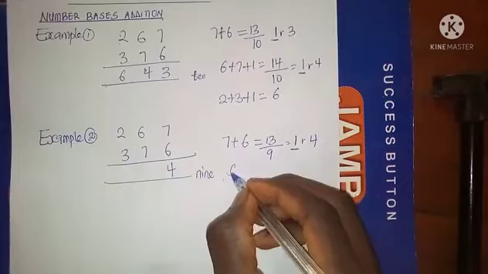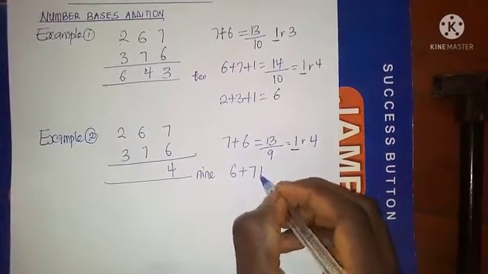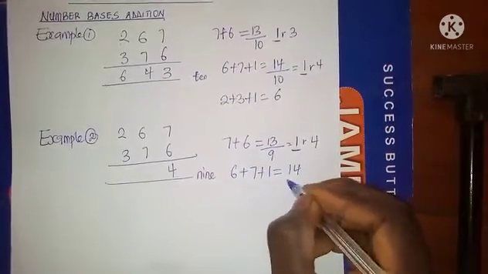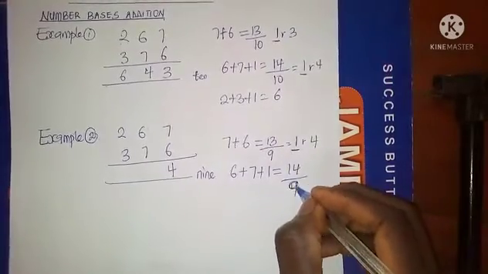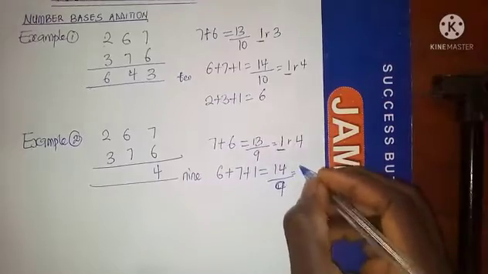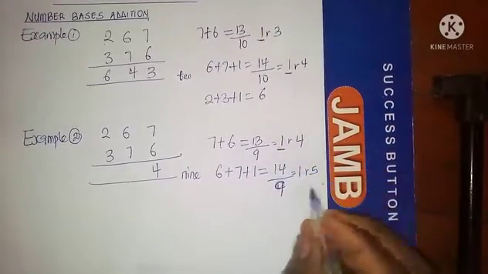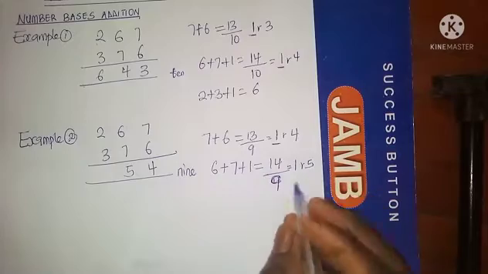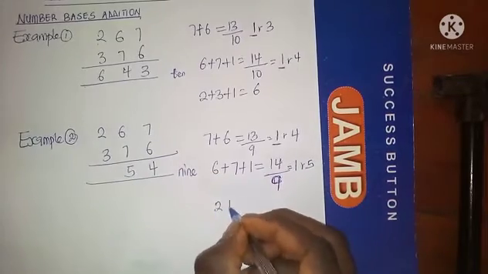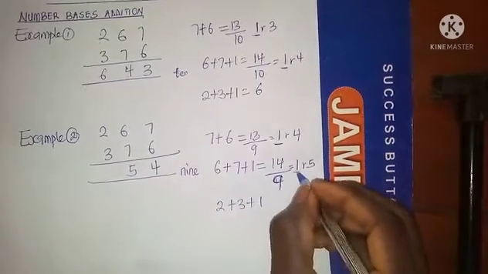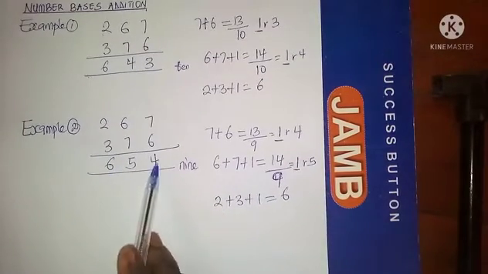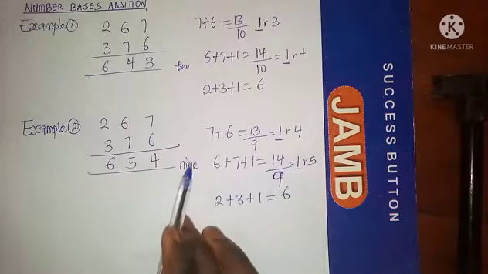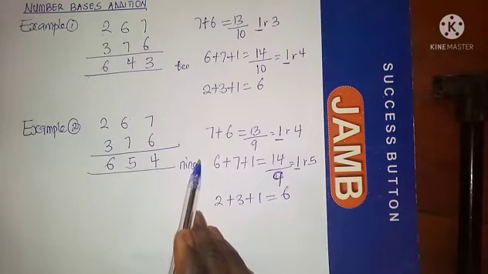Bring this second number, 6 plus 7 plus 1. This is 14, all over 9, sorry. 9 in 14, that's 1, then remainder 5. We are going to write 5. Now you are having 2 plus 3, then plus this 1. So this is 6. You see that 654 is not up to 9. So that's a very good example for us to use.